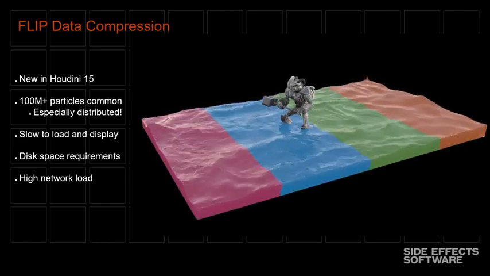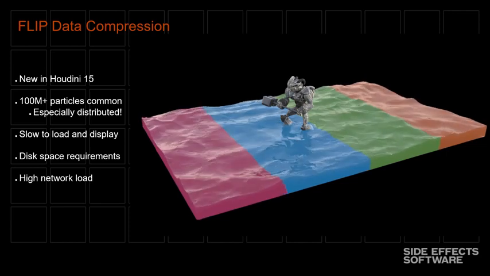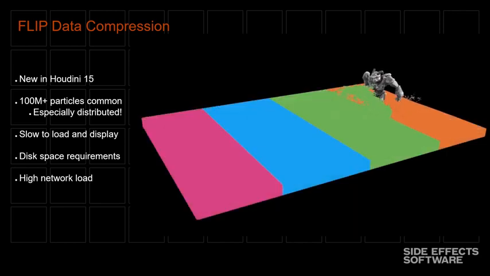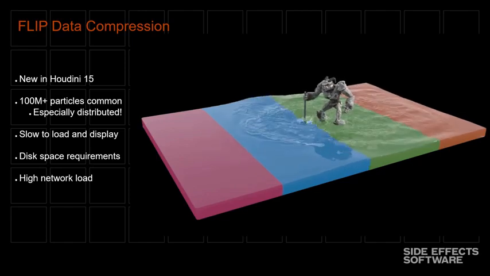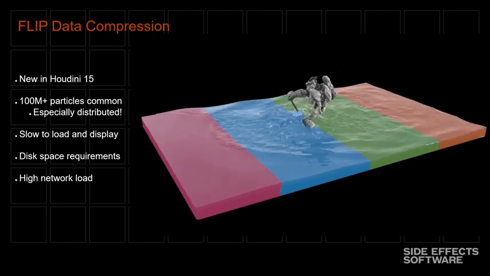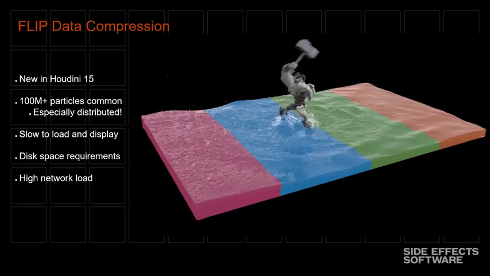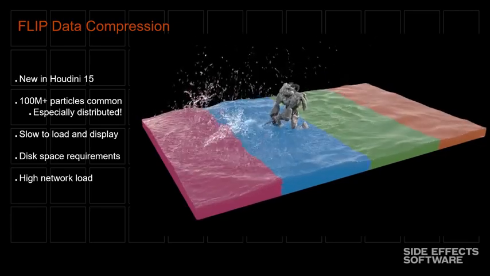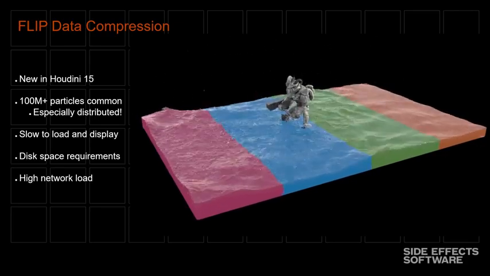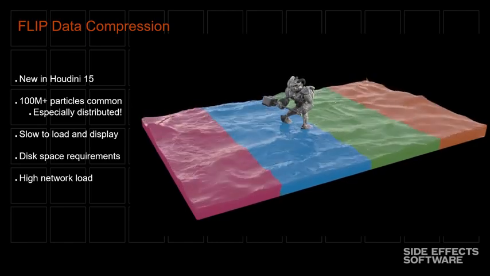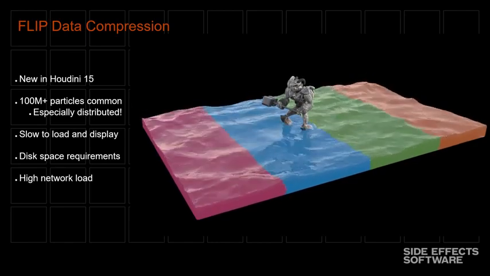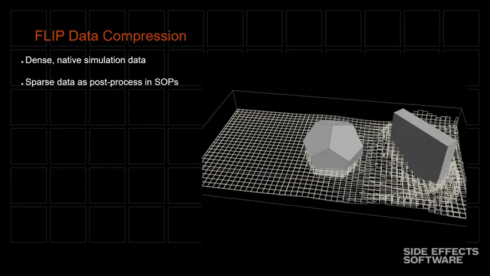With these new distribution features, we can create particularly large-scale simulations, and we need ways to deal with all the data produced. I'm not going to talk too much about distribution in this class. We're actually going to have a separate master class all about distribution. So the issue is creating all this data can be slow to load and display in the viewport. It takes a lot of disk space, and loading it over a network can take a large amount of bandwidth as well. So how does data compression work from a high level?